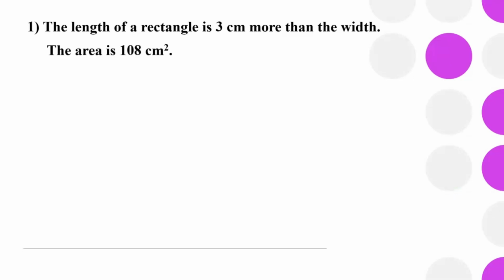The length of a rectangle is 3 centimeters more than the width. The area is 108 square centimeters. Find the perimeter of the rectangle.